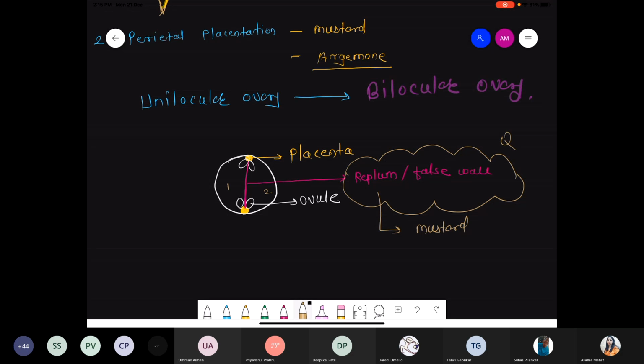If you look from the outer side, that seed looks like a single chamber. But when you break it, there is something like a false wall, and that false wall is called a replum. So replum is present. So initially unilocular, but now slowly they convert into bilocular. Okay. So one question already asked. What is the meaning of replum? Replum is the false wall present in the case of parietal placentation. Example, mustard. Got it?